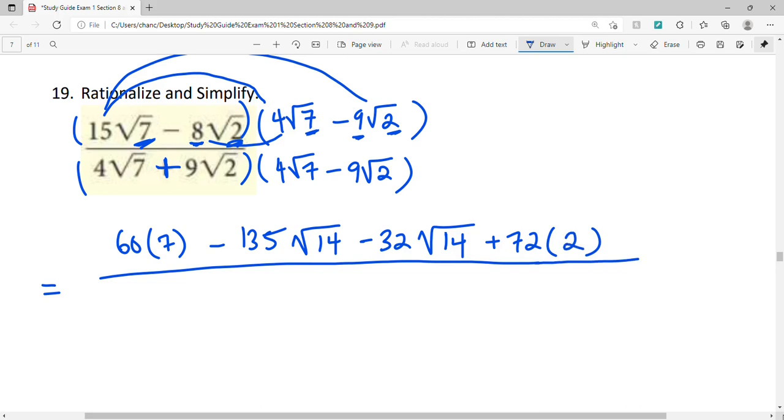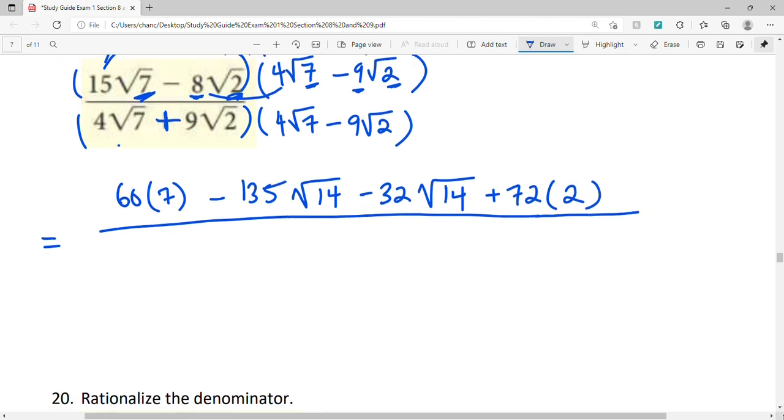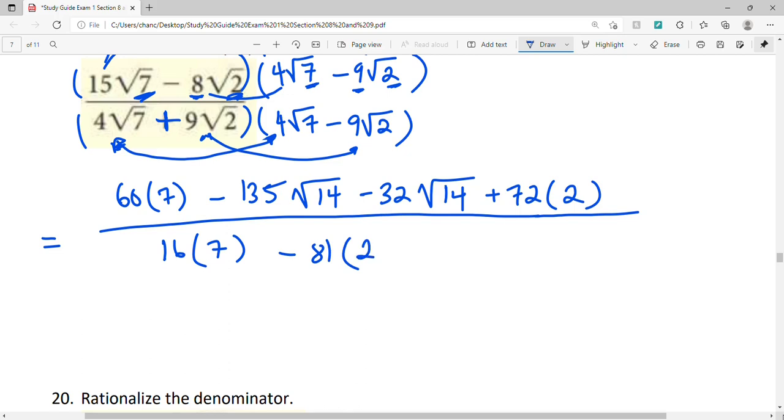That's for the top. For the denominator, we're lucky, we can use the shortcut. Since these are conjugates, we can use the shortcut. And so 4 times 4, that's 16. Square root of 7 times square root of 7 is just 7. 9 times negative 9 is negative 81. And root 2 times root 2 is equivalent to multiplying by 2.